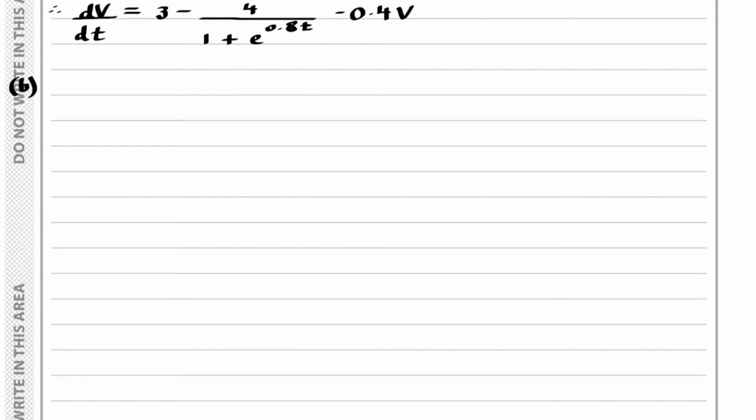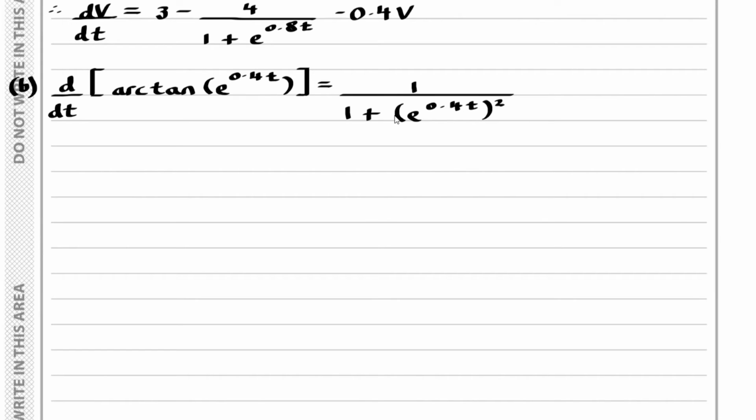So therefore, for part B, if we were to differentiate the arctangent of e to the 0.4t, what we have is 1 over 1 plus e to the 0.4t, squared, multiplied by the derivative of e to the 0.4t, which is 0.4e to the 0.4t. And if we simplify this entire result, we end up with 0.4e to the 0.4t over 1 plus e to the 0.8t.